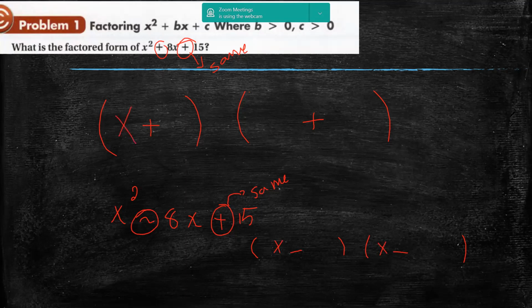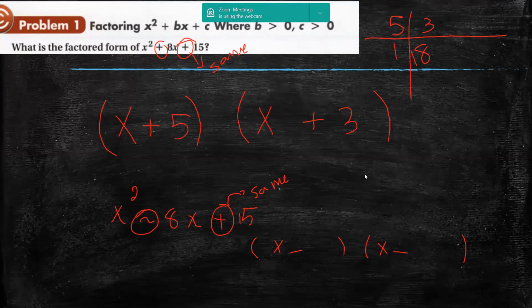Then after that, I will look at the number 15 and write all the pairs of factors that give me 15. We said it could be 3 and 5, or 1 and 15. Then if we need them plus, we will put them here. We'll say x plus 5, x plus 3. And if you remultiply them, you will find that it is x squared plus 8x plus 15. 5 plus 3 is 8, and 5 times 3 is 15.